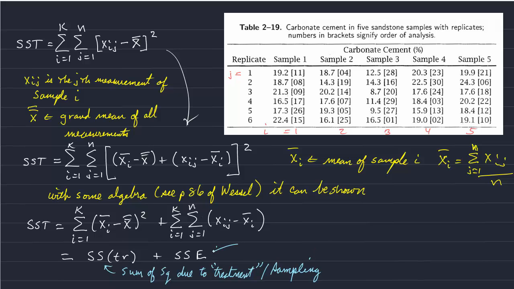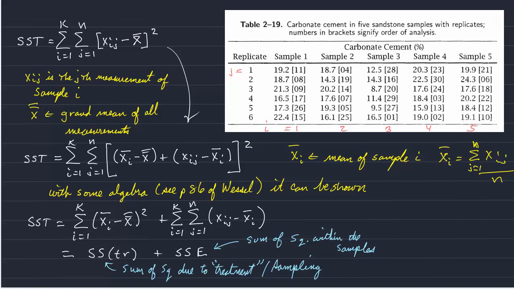And right, so SSE is our sum of squares within the samples. And these would be considered errors if these are basically replicate measurements of the same sample. Okay, so this would be the variance due to differences between these replicate measurements.